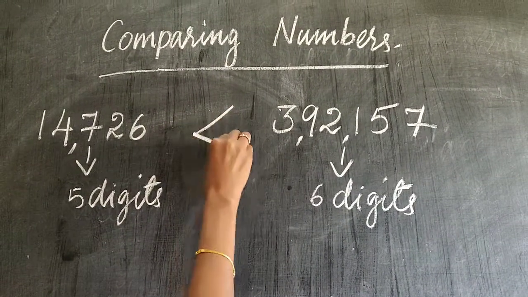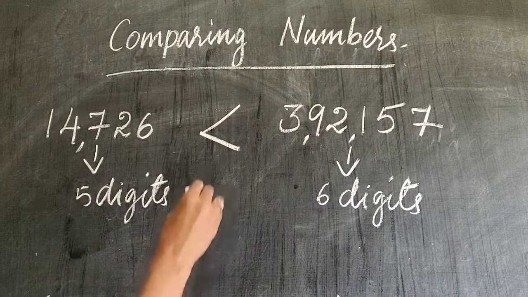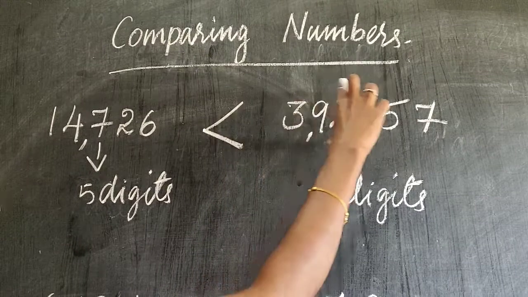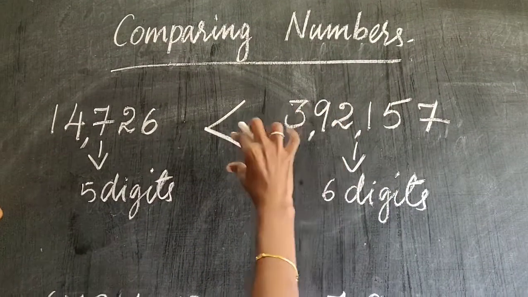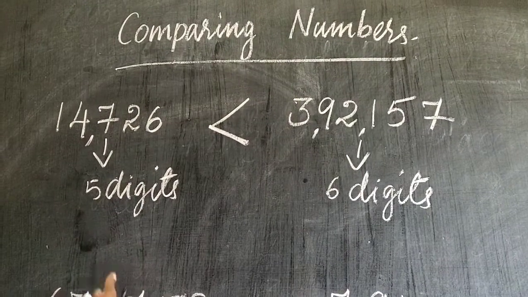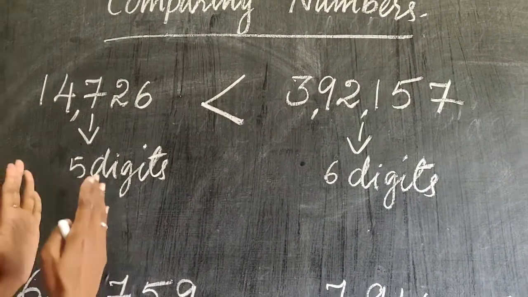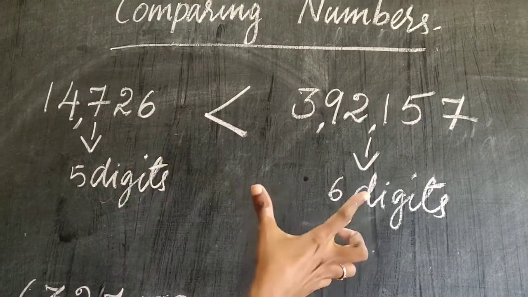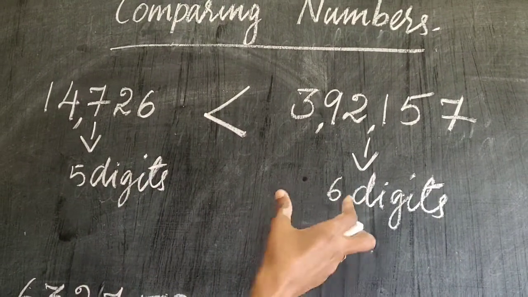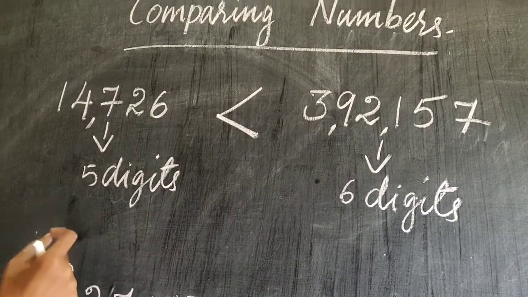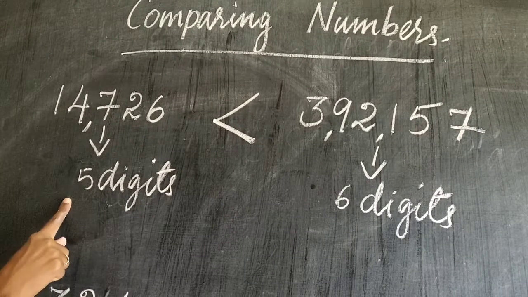So we write the greater than sign here. When you put the greater than sign, don't make a mistake. The side where the mouth is open must be the bigger number, and the side where the mouth is closed must be the smaller number. So to compare the numbers, first you count the digits. The number with the greater number of digits is the greater number, and the one with the least number of digits is the smaller number.